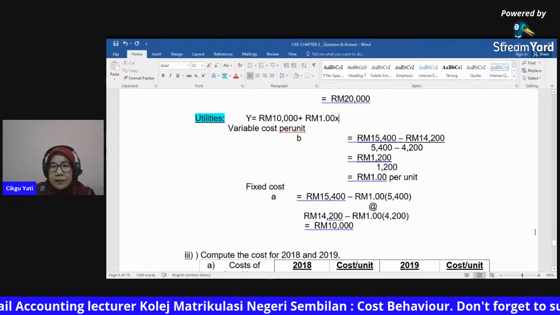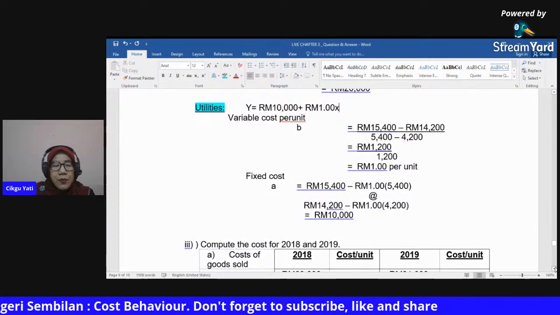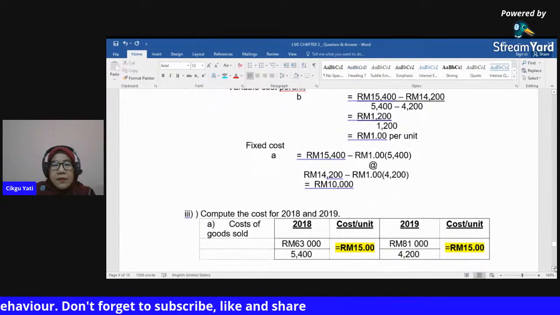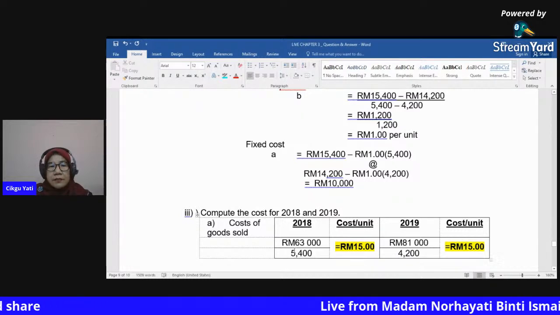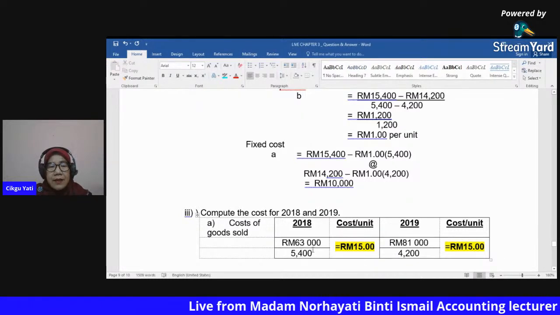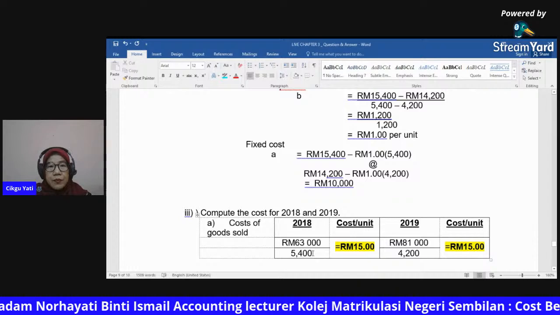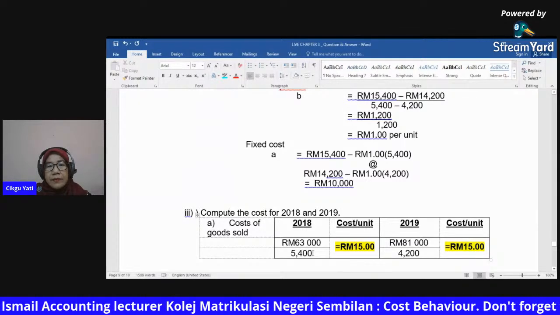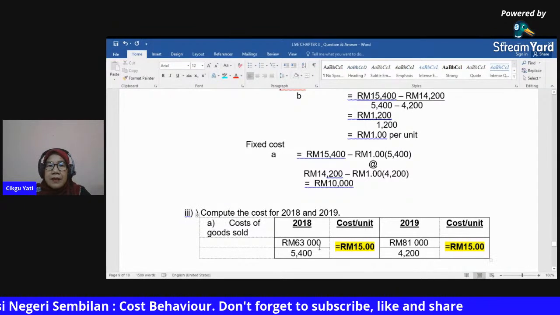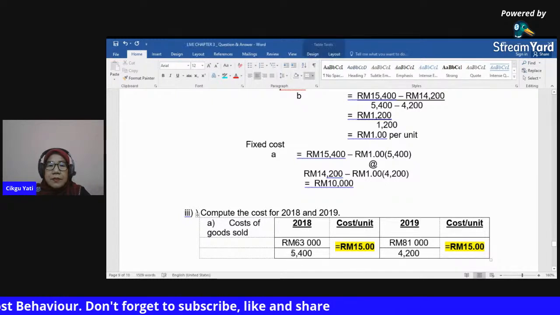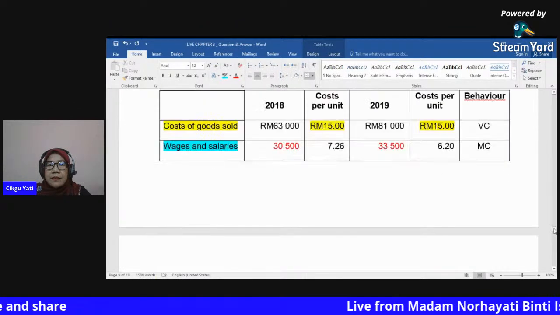Okay, next one. Based on the next question, you are required to calculate cost of goods sold in terms of cost per unit. Just now we showed the answer: cost for 2018 divided by units in 2018. Wait, just now, this one is the lowest. It is reversed. Actually, this one is 4,000. Okay, I think something is wrong.